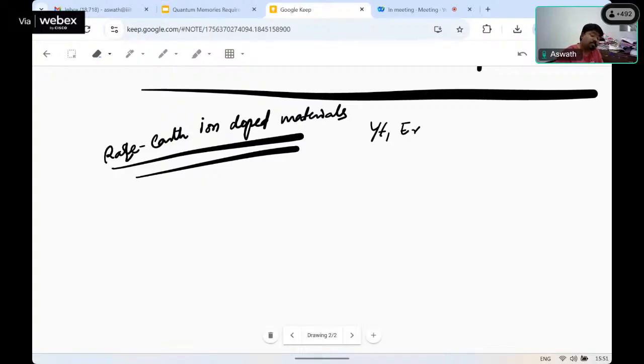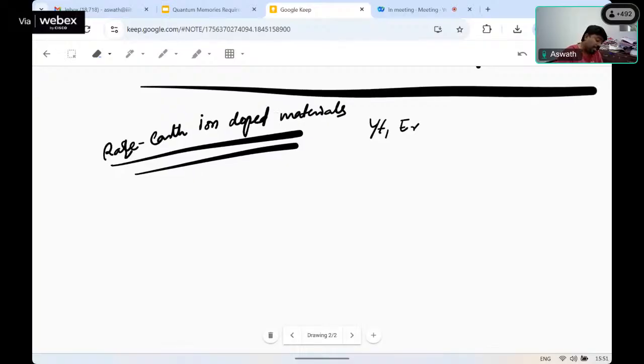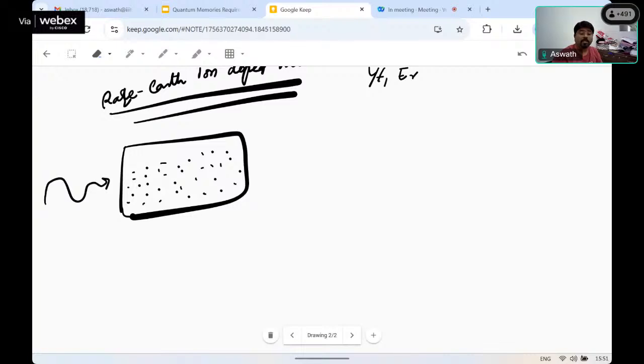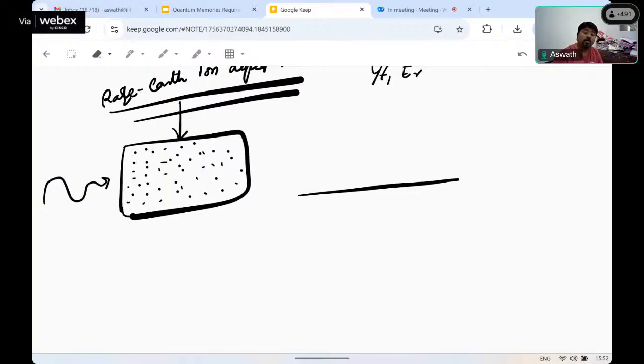So what happens because of the presence of these dopants? Inside the material, let's say there are dopants, and there is a host. By nature, these things must absorb the incident light in some fashion. But because of these dopants inside, if I try to see the absorption pattern of the light, there is a very large window of light frequency. If I send light into this material, what I see is that the absorption is not continuous. The absorption happens in a particular manner.